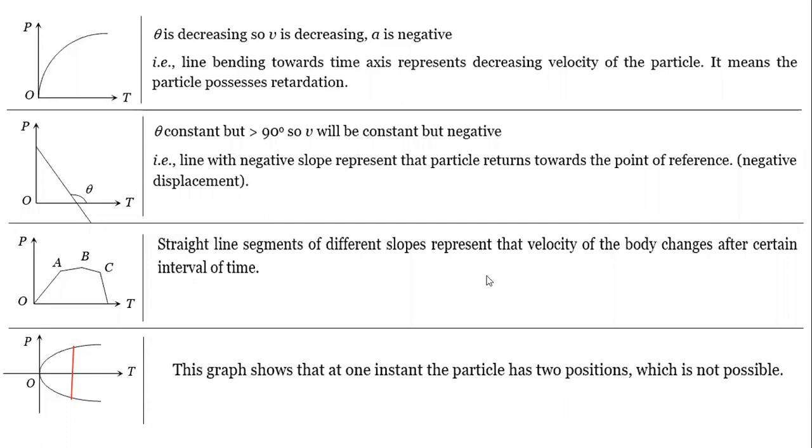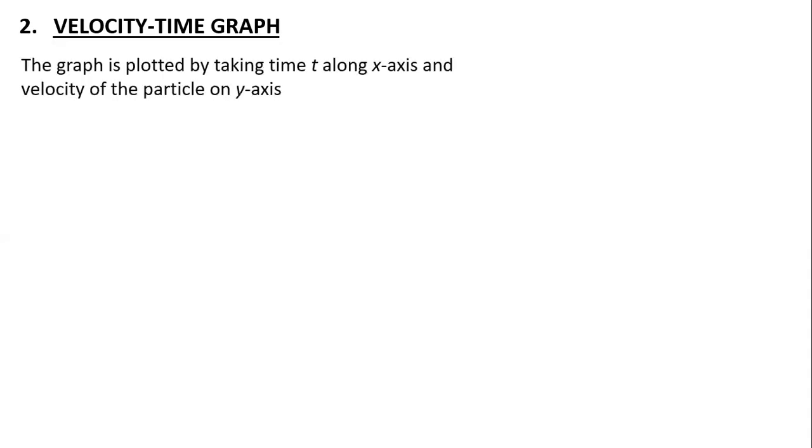So now the next set of graphs is the velocity time graph. One was your position time graph, and the second set we will learn about is the velocity time graph. In the velocity time graph, again the assumption is that time is taken on the x-axis and velocity on the y-axis.